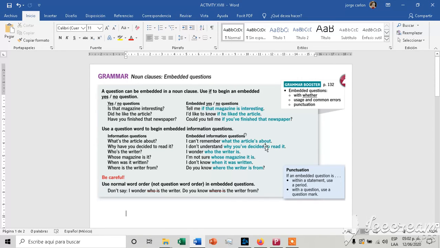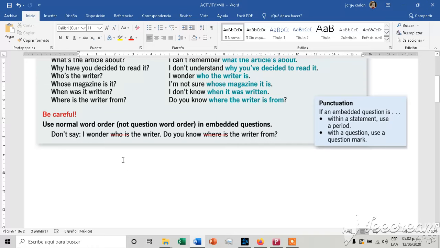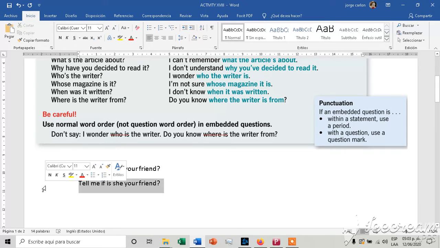Now, the embedded question is always written in an affirmative sentence. For example, if we look here, we can say, tell me if she is your friend. So, she is your friend. This is an affirmative form, and this is an embedded question. Because if this were in a question form, it would be tell me if is she your friend. This is incorrect. Okay? This is incorrect. This is correct.